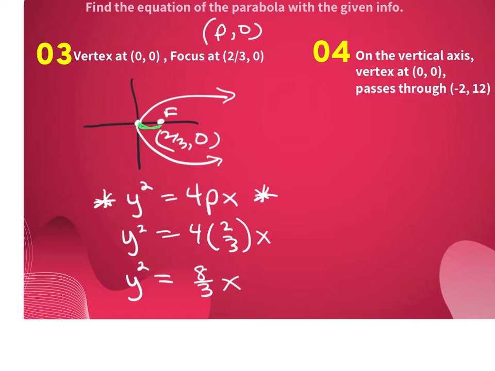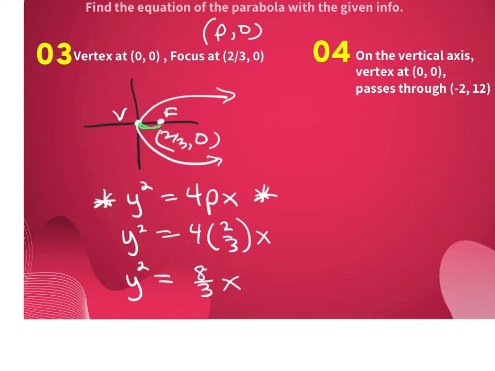Next one's a little different. Yes? Wait, can you repeat what the p stands for? The p is how far away the focus point is from this vertex. I know my graph isn't going by ones, so I just put a little dot here saying that it's 2/3, 0. So it's 2/3 away from the vertex, the focus. So it's always the distance between the vertex and the focus, or the vertex and the directrix. So it's a distance.